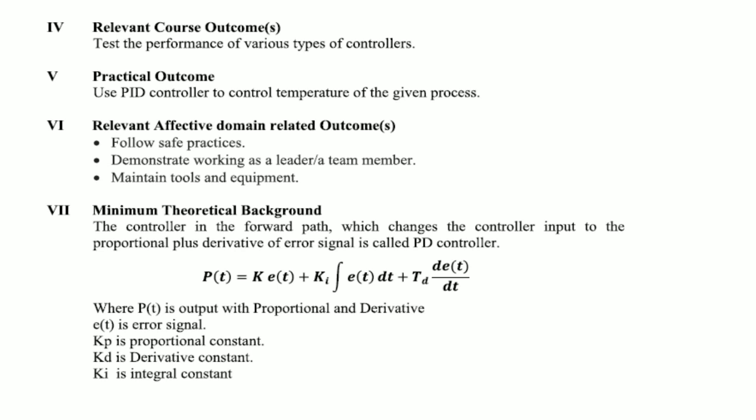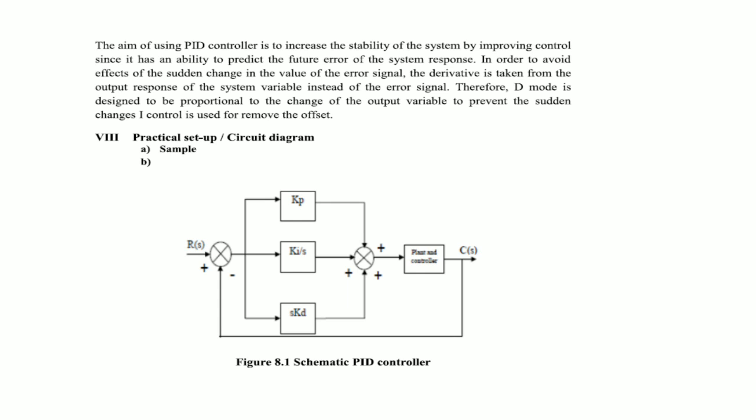The controller in the forward path, which changes the controller input to the proportional plus derivative of error signal, is called PD controller. The expression for that is P(t) = Kp e(t) + Ki ∫e(t) dt + Kd de(t)/dt, where P(t) is the output with proportional and derivative, e(t) is error signal, Kp is proportional constant, Kd is derivative constant and Ki is integral constant.